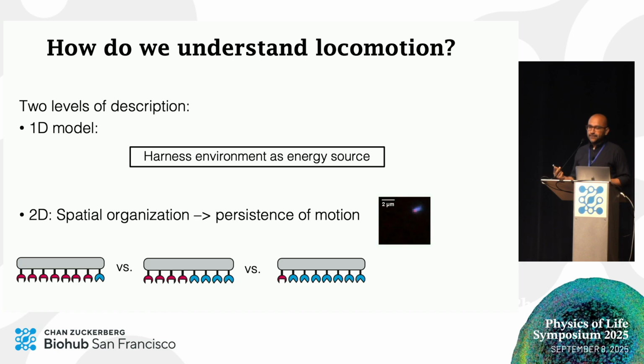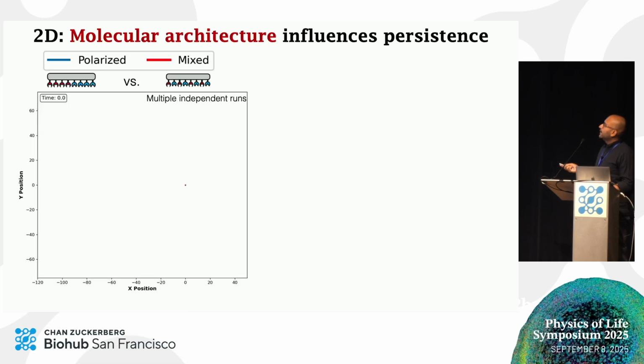the cell surface. But what about in 2D, where you can have a rotational degree of freedom and trajectories can self-intersect, for example? We can ask questions such as, what is the role of HA to NA stoichiometry? What happens if you have more NA versus more HA, for example? So we extended the 1D model to 2D. These are example trajectories for polarized virions versus mixed.